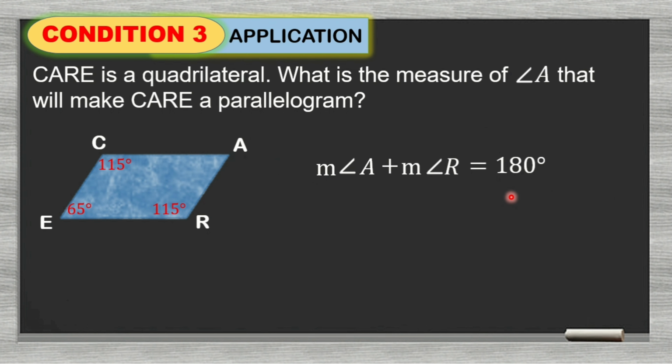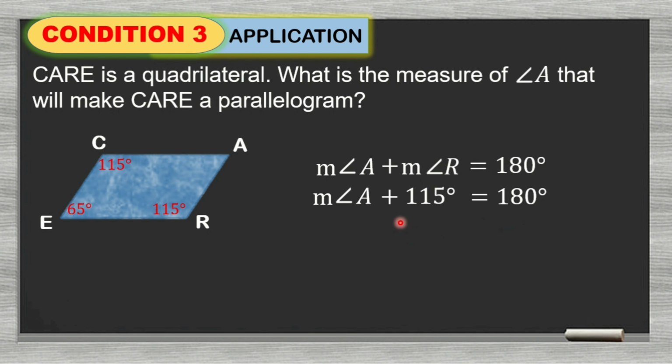Okay, so ang next natin ay substitution. So, since ang hinahanap natin ay yung measure ng angle A, kopyahin lang natin yan. Plus the measure of angle R. So, anong measure ng angle R natin dito sa illustration? So, ito ay 115 degrees. Then, copy lang natin to. May equation na yan is equals to 180 degrees.